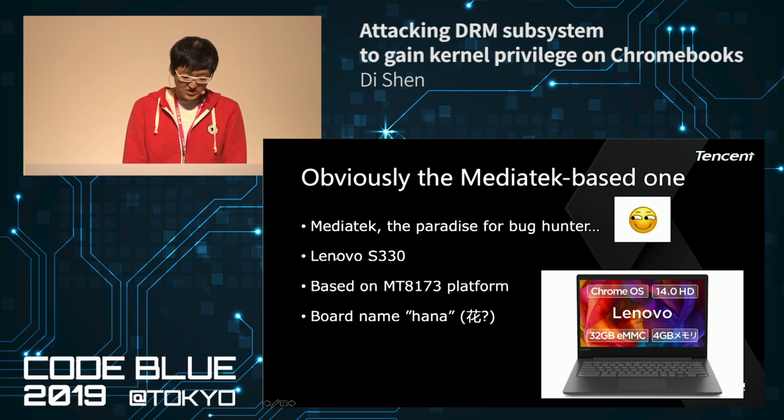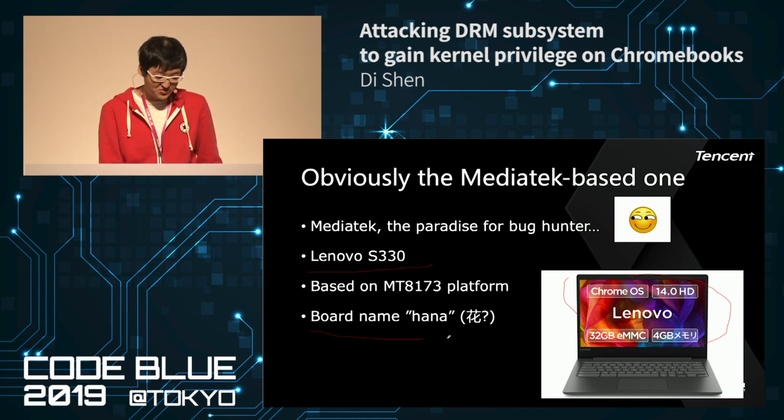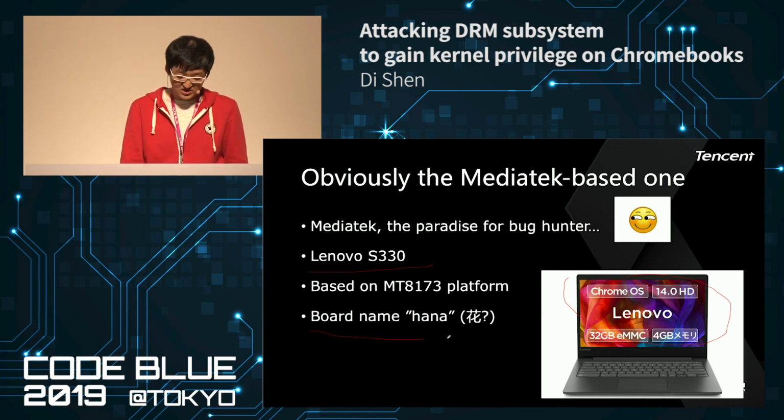So I just chose this one. The model's name is Lenovo S330, and you can see the picture. It just looks like a laptop, nothing special. But it has a board name given by Google Chrome. It's Hana. It's a Japanese word. It just means flower. Yeah, and I like it.